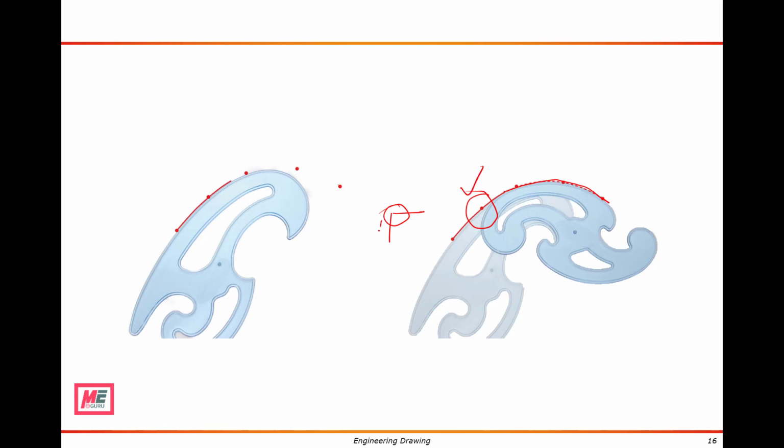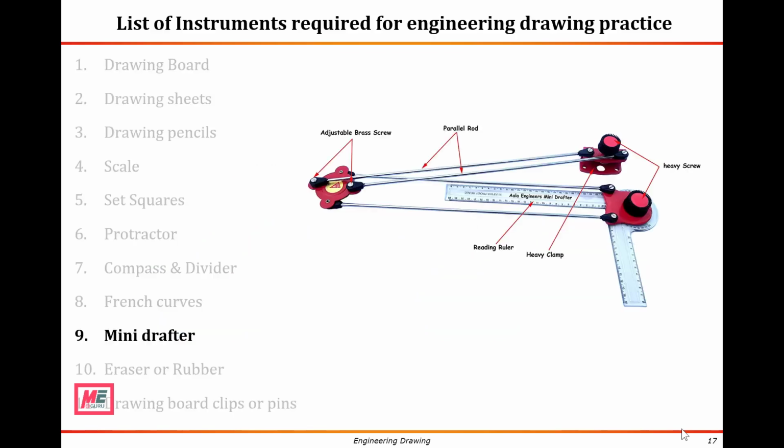Wait for my coming videos in which I will be using these in the construction of ellipse, parabola, hyperbola and cycloids. French curves are made of wood and plastic. Some set squares also have these curves cut in their middle, but such are not so useful because of the lack of accuracy. Number 9. Mini drafter.